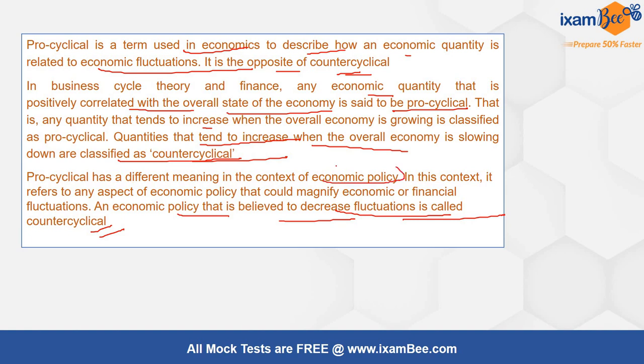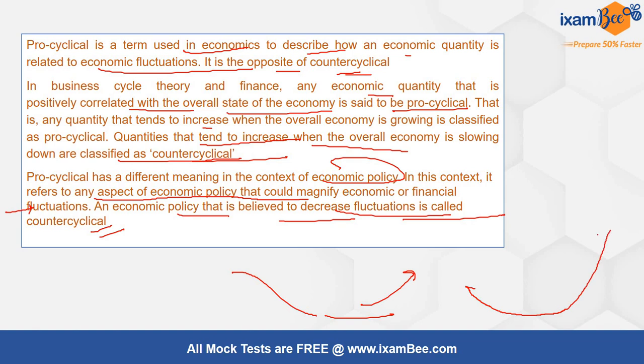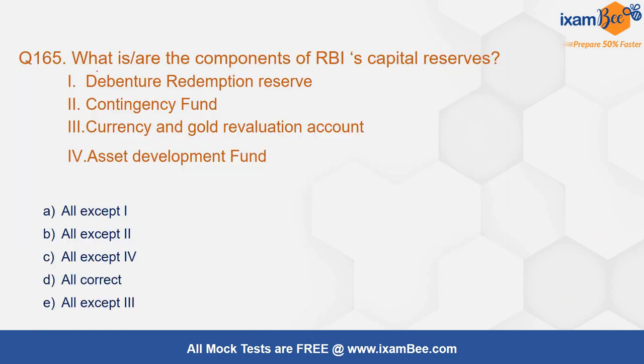In case of economic policy, pro-cyclical has a different meaning, because in this context pro-cyclical refers to economic policy that could magnify economic and financial fluctuations. So the economy is going through a bad phase, and if the cycle is going down and some economic policy helps it go down, that is pro-cyclical. So here you need something to counter this, a policy which can change the cycle from going down to taking it up. That is counter-cyclical here.